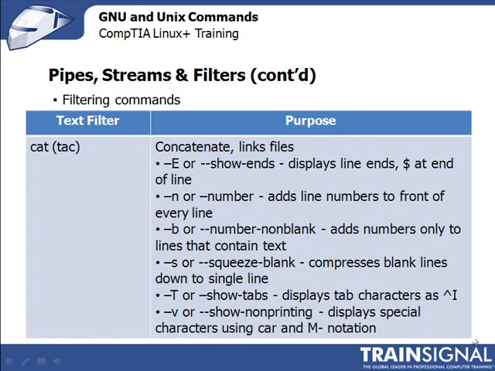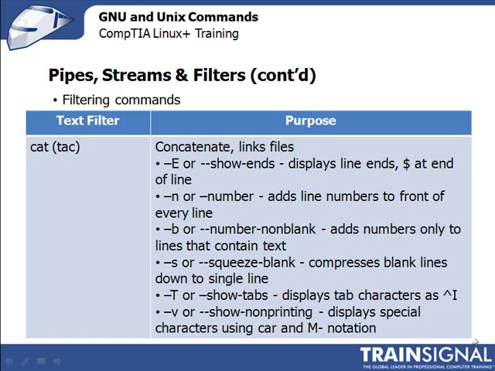So, what are filtering commands? They can combine files, they can alter the layout or format of a file, and also change how the data is displayed. Let's review some of these commands. The first is cat, short for concatenate. This command links files together, but can also be used to display files or add line numbers.